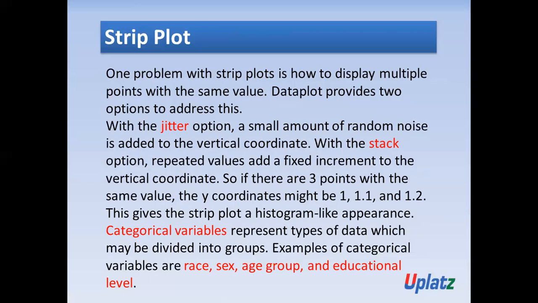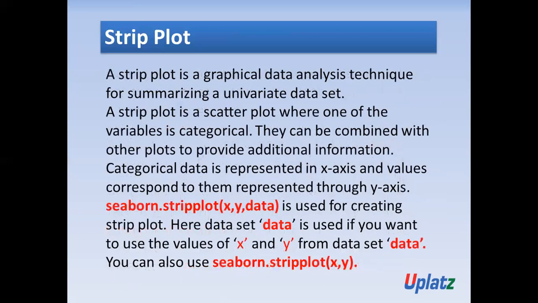A categorical variable represents types of data which may be divided into groups. Examples of categorical variables are race, sex, age group, educational level. As per the theory, a strip plot is a scatter plot where one of the variables is categorical. In a scatter plot, we have two variables, both of numerical data types.